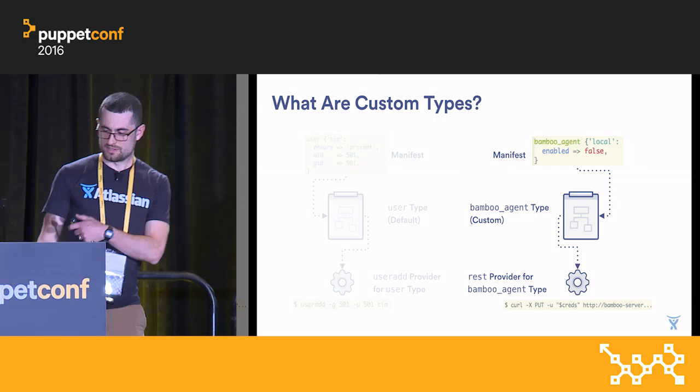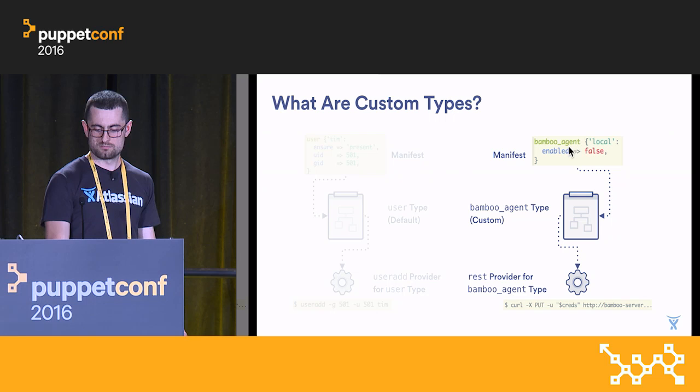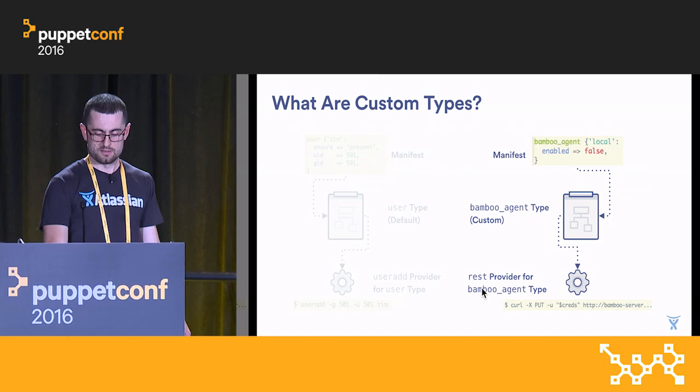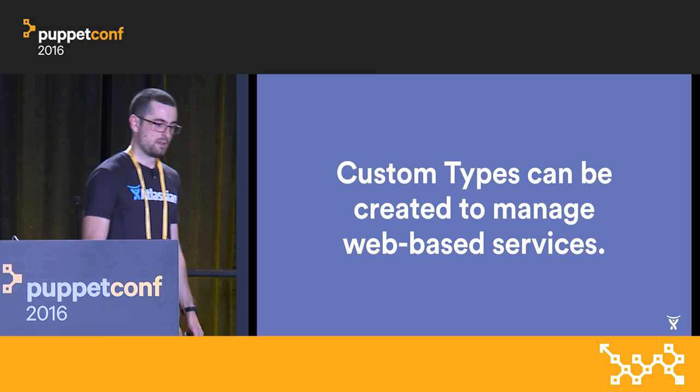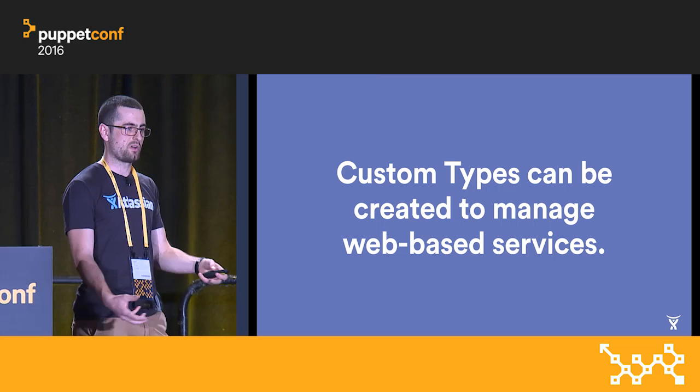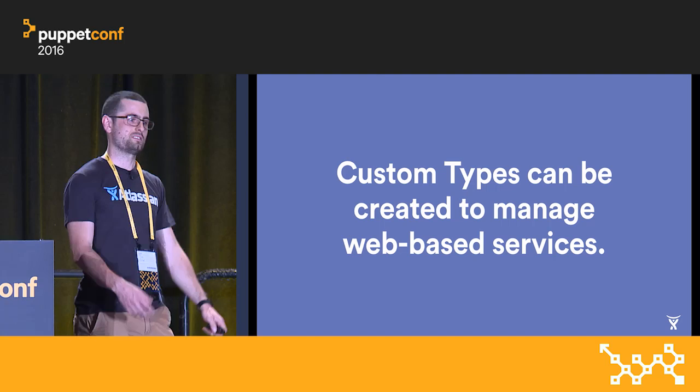What we also have, on this side, is a custom type and provider. The type, we've made one called Bamboo Agent. Now this is a resource, Bamboo Agent, named local, and we've said we do not want it to be enabled. So yes, we've defined a custom type somewhere, and it has a provider that, instead of running an exec command or a syscall or whatever, is going to fire off an HTTP request. In here I've written curl, but you might use a Ruby HTTP library, and it probably should. The conclusion is that we can use custom types and providers to manage our web-based services like Nexus and Bamboo and many other tools out there.